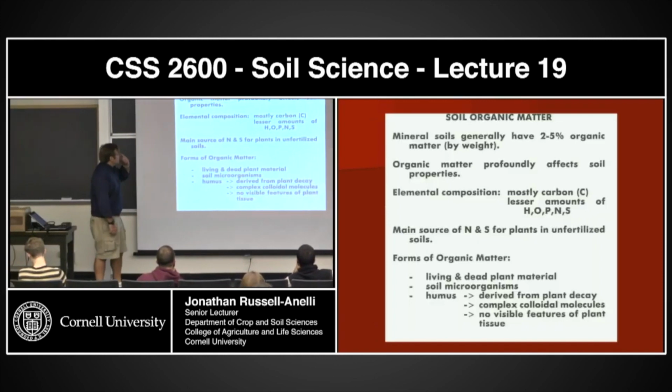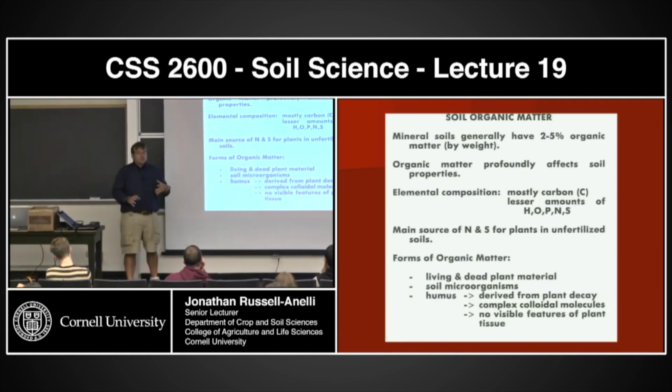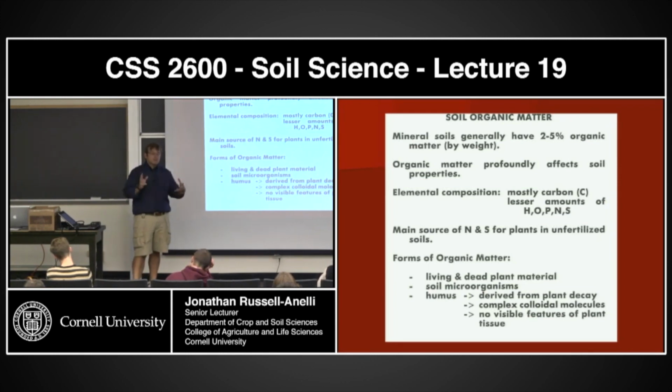Soil organic matter in mineral soils, and these are not organic soils, is generally between 2 and 5% by weight. And it does depend upon the management. The more disturbance that you put in the soil through agricultural practices, generally the lower that number is, but that's not always the case. Generally, the less disturbance you do to it, the more organic matter you have in it. But again, that's not always the case, okay?